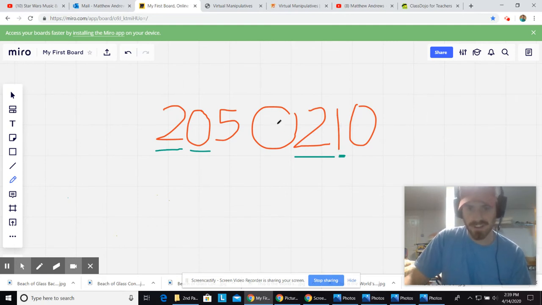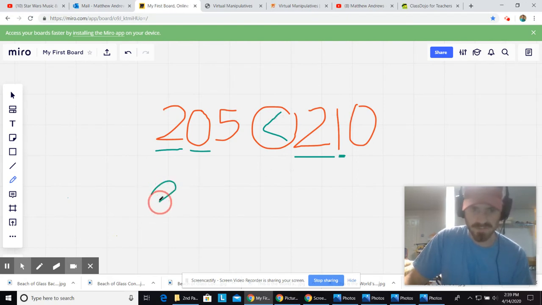So I would draw this with my gator mouth eating my larger number, my less than sign. So I would read this as 205 is less than 210. I say less than because my smallest number was first. 205 smaller is less than 210.